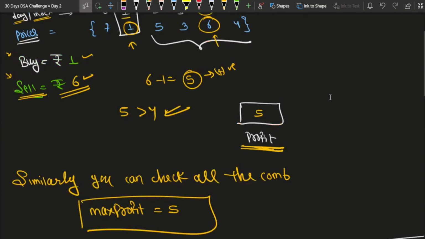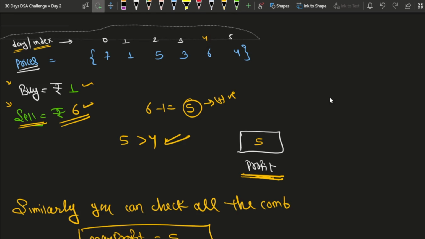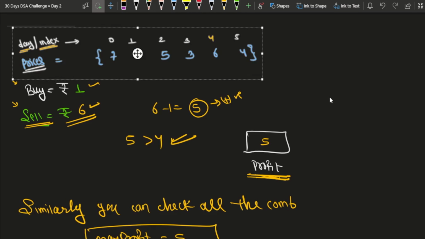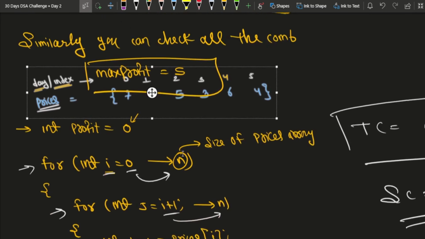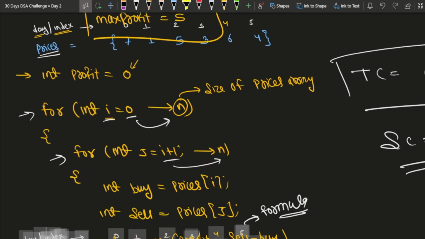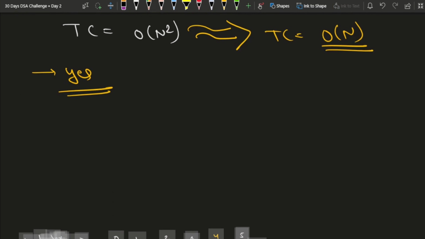So let me just take the same test case to explain the optimized approach, or you can say the better approach. Let me just cut it and take it down. Okay, so this is the question, right? This is the test case which we have.